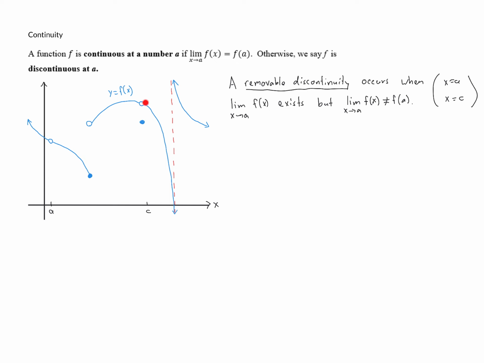We can see that the limit exists, but the function value here is different. And in a, the function is just not defined there. So we call these removable discontinuities because they're just little holes that if we plugged them, the discontinuity would be removed. If we simply change the value of the function at that one point, all of a sudden the hole would be plugged and it would be continuous there.